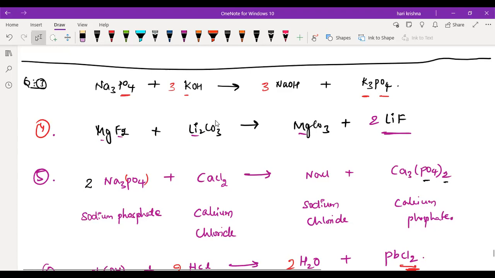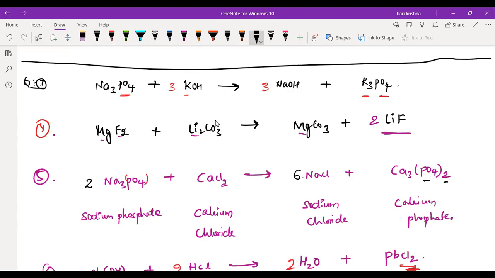Finished. Now, how many sodiums are there here? There are 3 sodiums on the reactant side and 1 on the product side. Is it the 3? Check it. Sorry, sir, 6. 2 into 3, 6. But sir, on the product side we have only 1. So take 6 here.